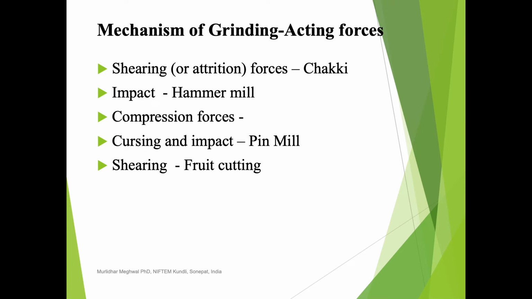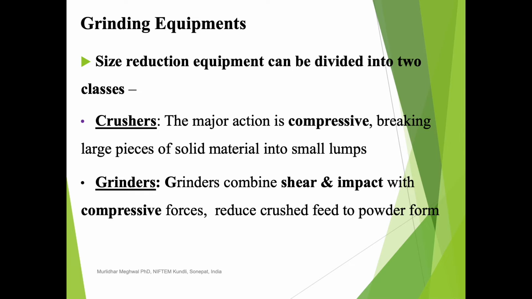So there are different types of mechanisms, or we say acting forces, that work in grinding. First we have shearing force or attrition force, which we see particularly in chakis, where traditionally they grind wheat, ragi, bajra or jowar. Then impact force, where we see the example of the hammer mill. Then compression force and crushing and impact force, which we see in the pin mill, and then shearing force, for which we see an example in fruit cutting. So there are different grinding equipments which we use.